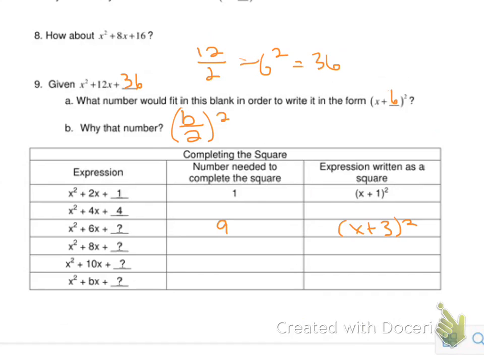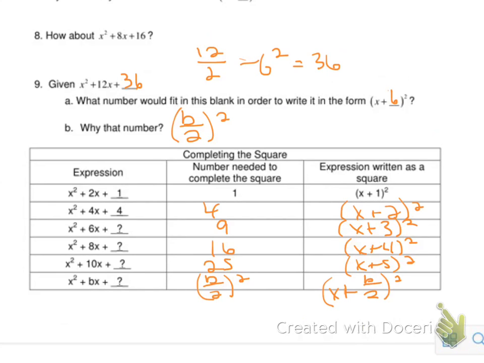What about 8 divided by 2 squared? 16. X plus 4 squared. 10 divided by 2 squared. 25. X plus 5 squared. And I didn't do this one because they filled it in for you. 4x plus 2 squared. So it's b divided by 2 squared, and then this turns out to just be b divided by 2.